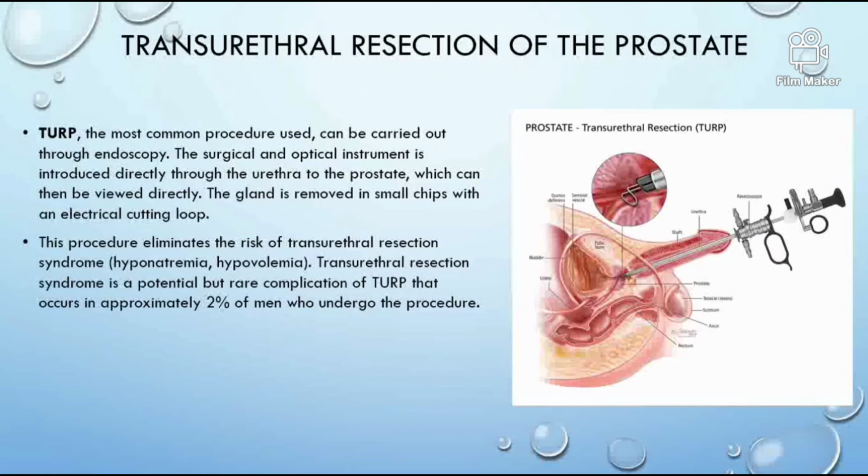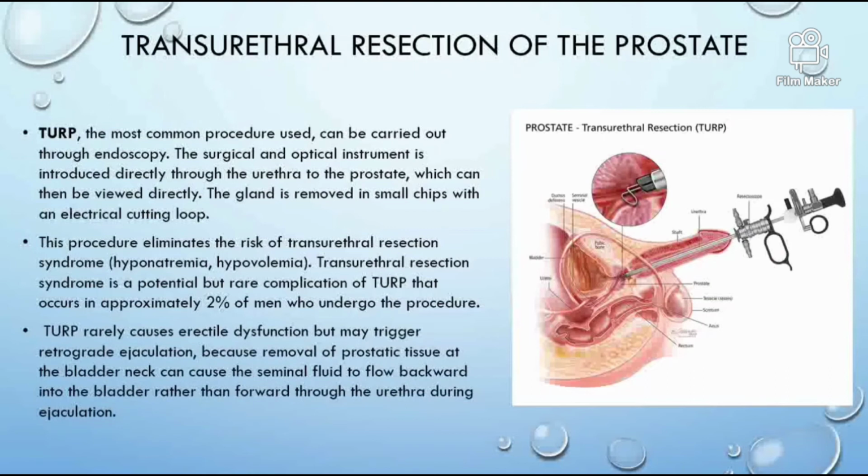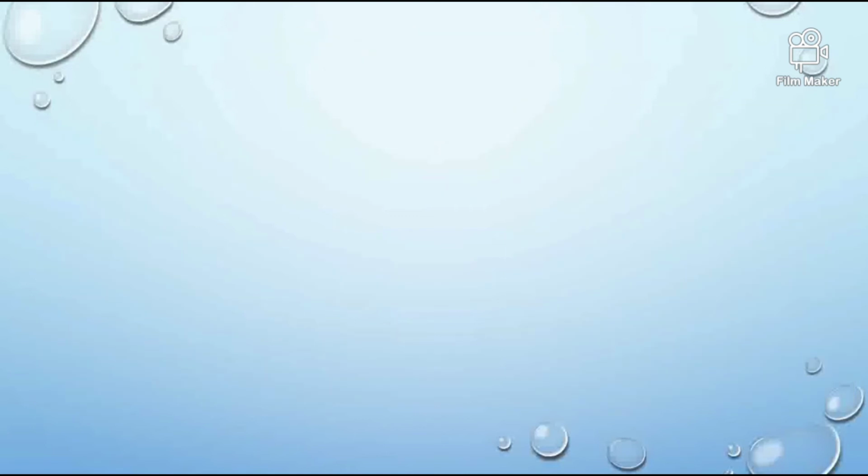Transurethral resection syndrome, that is hyponatremia and hypovolemia, is a potential but rare complication of TURP that occurs in approximately 2% of men who undergo the procedure. And TURP rarely causes erectile dysfunction but may trigger retrograde ejaculation, because removal of prostatic tissue at the bladder neck can cause the seminal fluid to flow backward into the bladder rather than forward through the urethra during ejaculation.